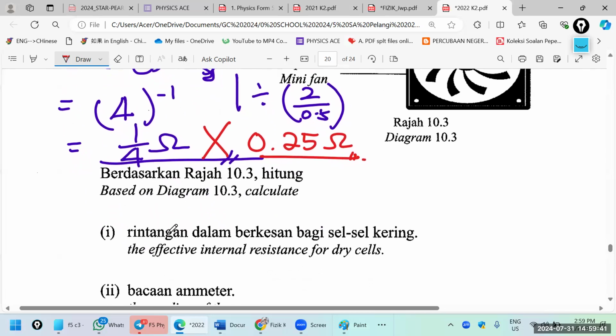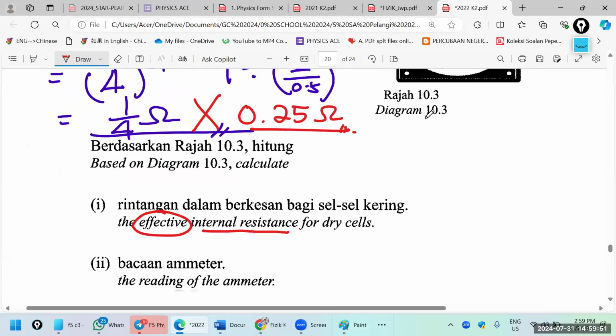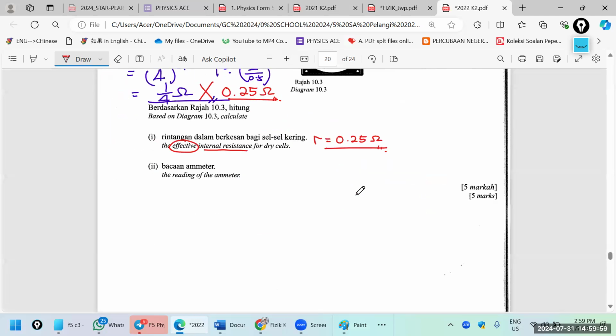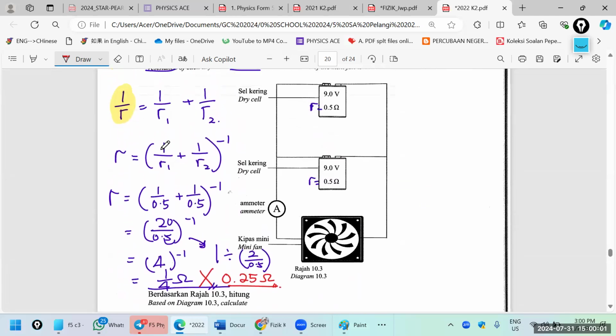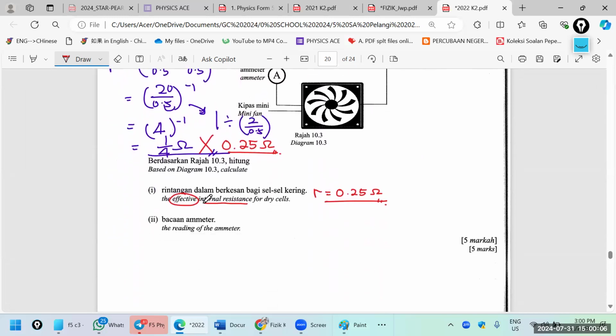Okay, so now, see, effective internal resistance. So effective internal resistance will be R equals 0.25 ohm. Okay? It's around here. Yeah, effective internal resistance. Okay, what's the reading of the ammeter?